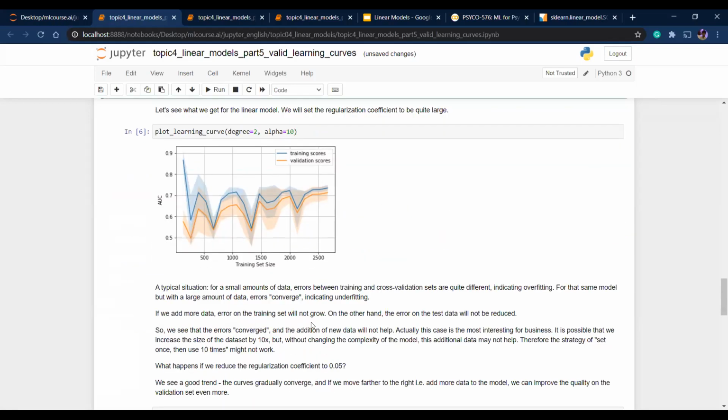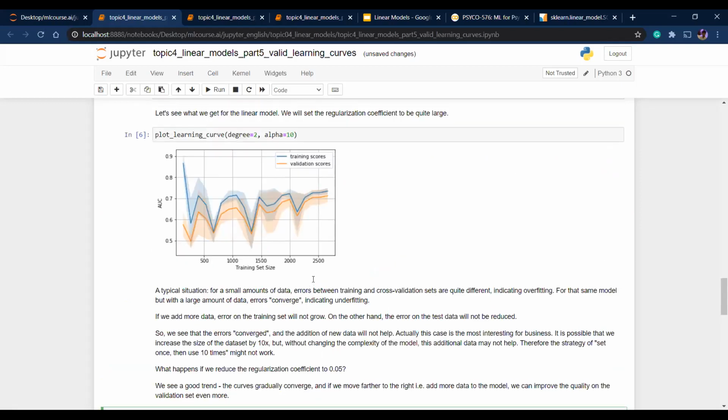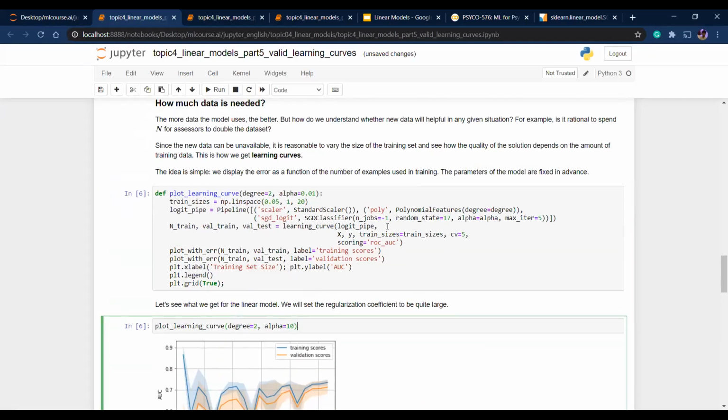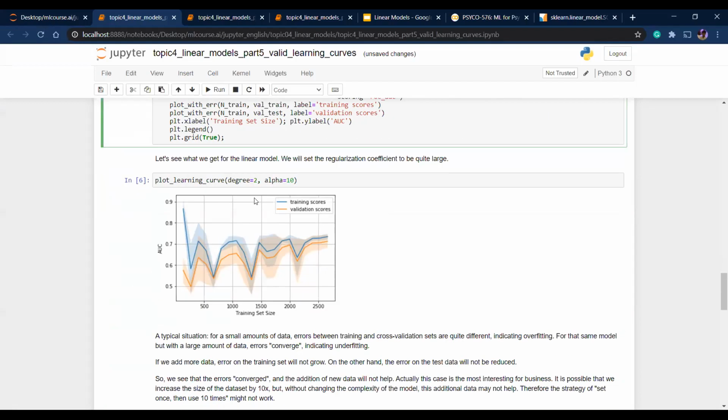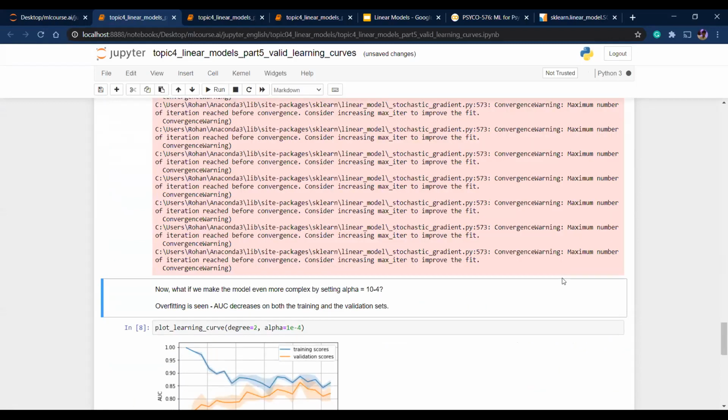But the idea here is that if the training and the validation scores are close to each other and they follow the same pattern, then in this case adding more data will not do anything. But let's say, and here what I'm doing is setting the alpha value as 10, which is the regularization parameter, I guess, in this case. Yep. So in this case, it's something like this.